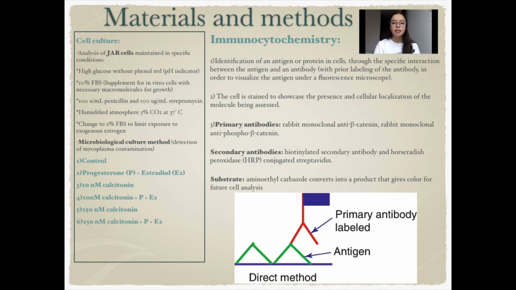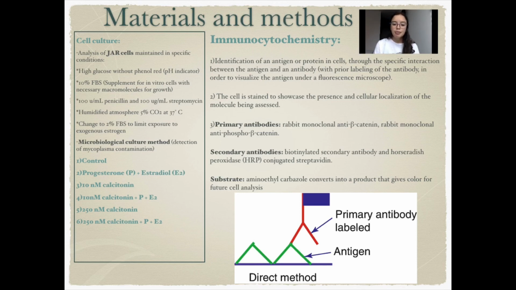The first method they used to see the effects of beta-catenin and phospho-beta-catenin on the trophoblastic cells was immunocytochemistry, which they used to identify an antigen, in this case the proteins, through a specific interaction with an antibody that you previously labeled. And then after this is done, you stain the cell so that you can see how much presence of that protein you have inside the cell.